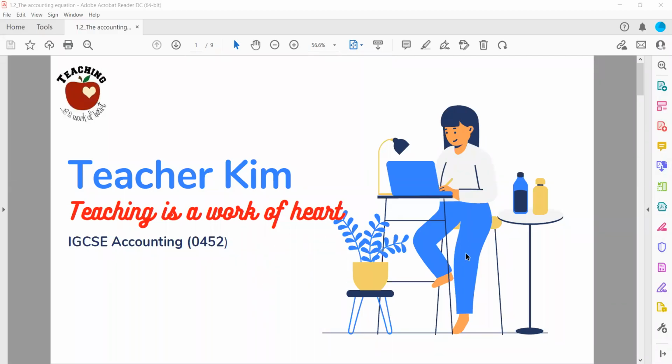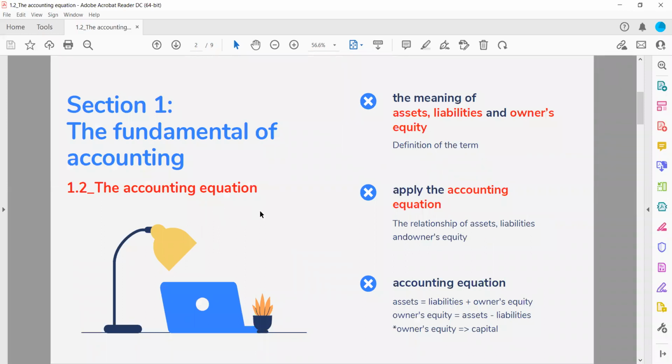We are going to do the second section, section 1, second topic, which is the accounting equation. So what is the accounting equation? We have to learn what is the asset, liability, the three terms: asset, liability, owner equity. Owner equity, another term similar to it, we call capital, which is the owner equity.